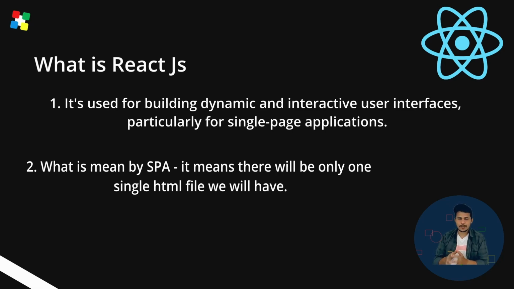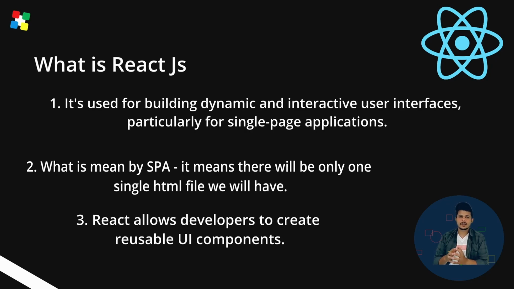SPA, single page application. The third thing is that it has the capability of reusable components. If I say component, you can think of functions. Just as we have functions in JavaScript, we create one function and can use it multiple times, however many times we want. That's a reusable function. The same way we are going to use it in React.js. So this is how React.js works: it is used to create dynamic and interactive user interfaces, which means our website.